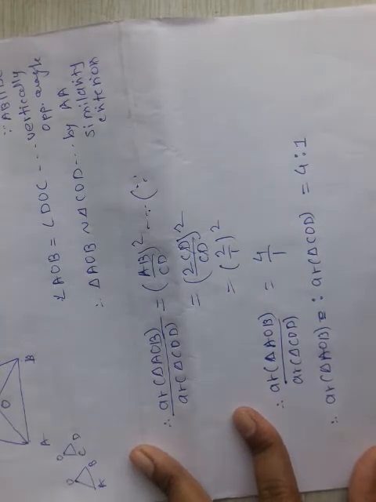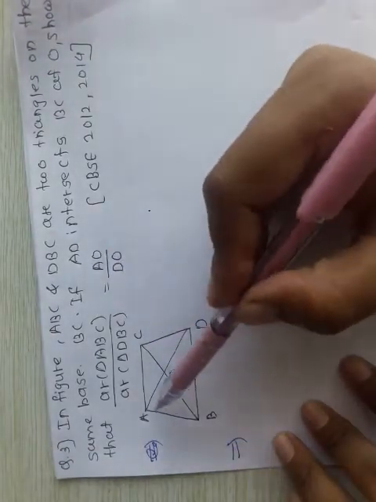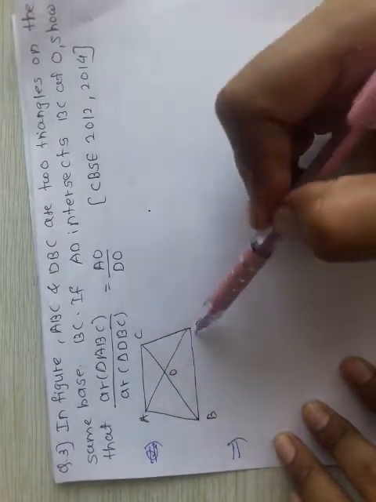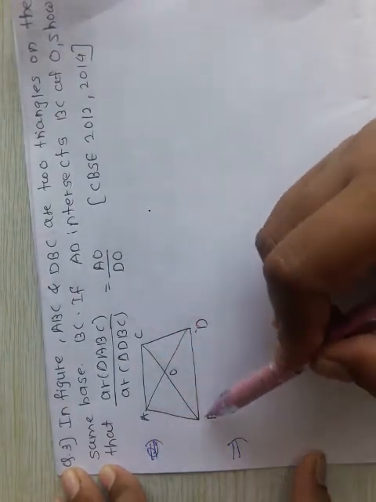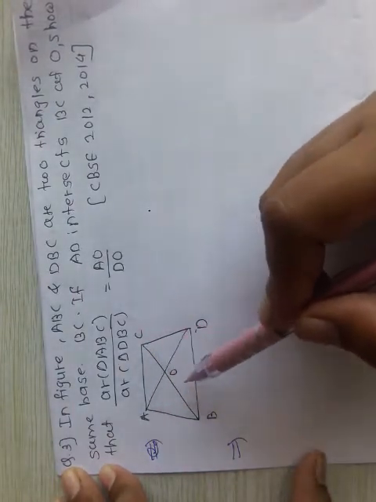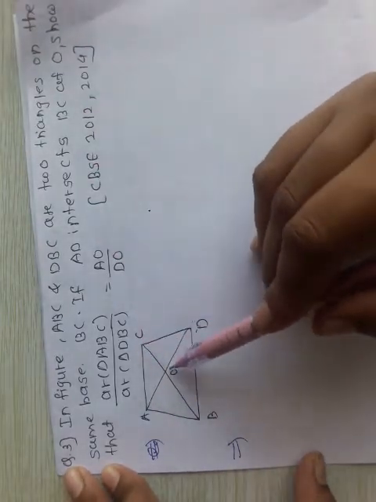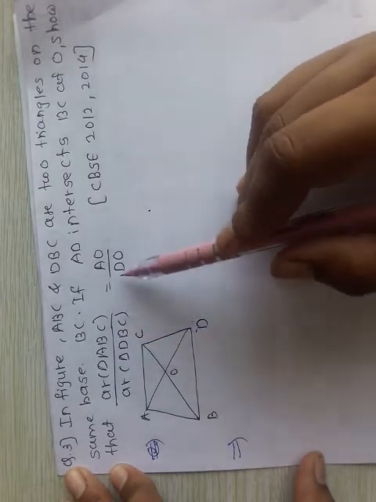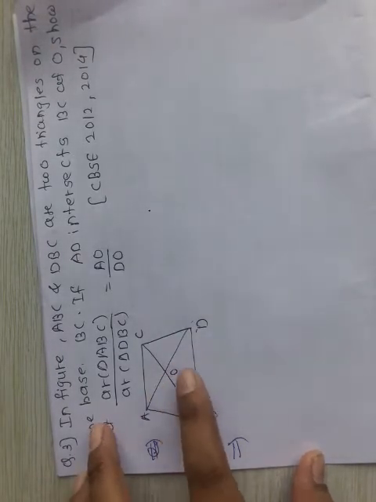Now come to our next question. In figure, ABC and DBC, see, this triangle ABC and DBC, this is our second triangle, are two triangles on the same base. Okay, see these two triangles ABC and DBC. Here the base is the same. If AD intersects BC at point O, show that area of triangle ABC upon area of triangle DBC is equal to AO upon DO.